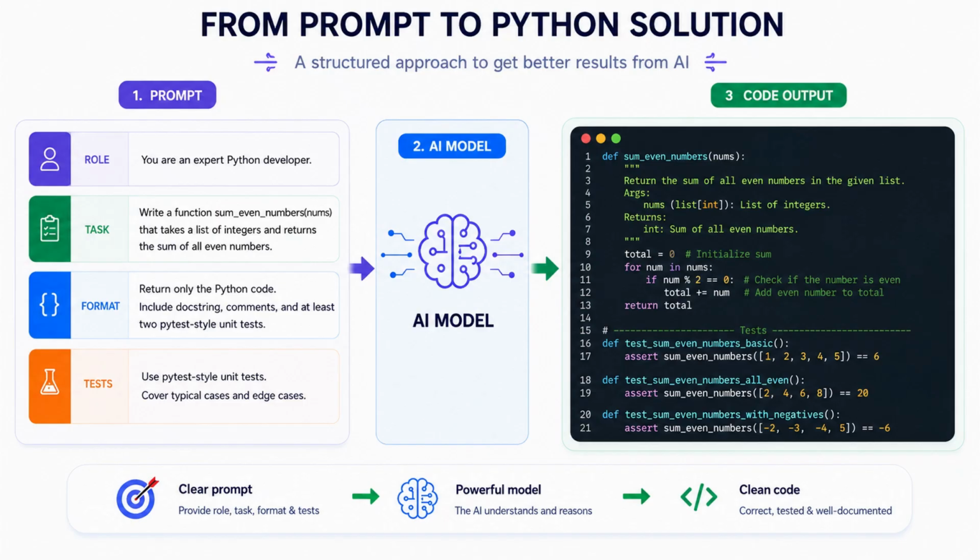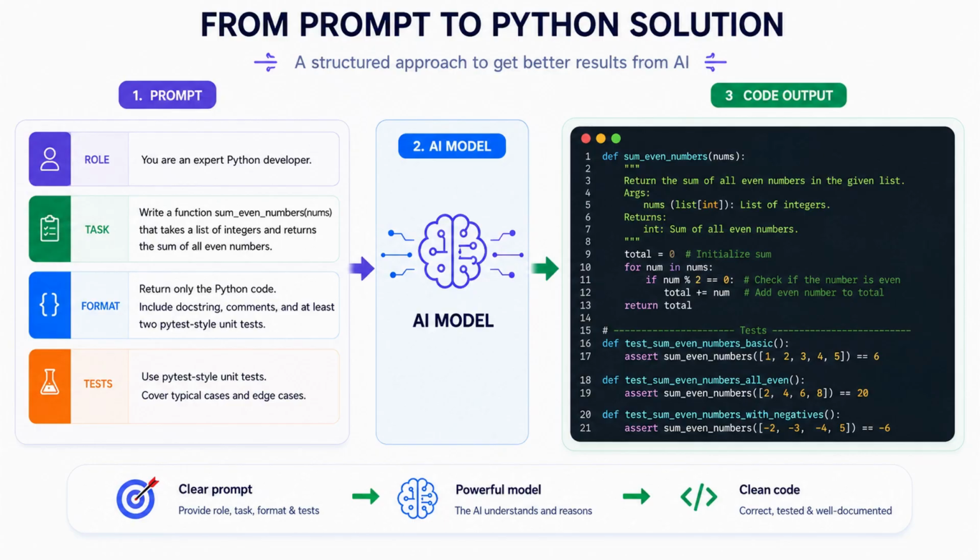For example, you are an expert Python developer. Write a function, sum_even_numbers, that takes a list of integers and returns the sum of all even numbers. Include docstring comments and at least two PyTest style unit tests. This kind of prompt makes it much easier for the model to produce high quality, usable code.